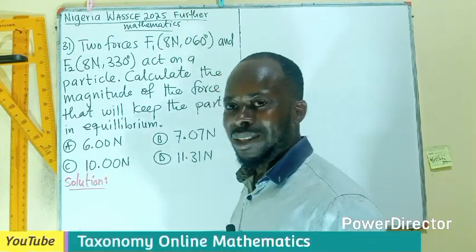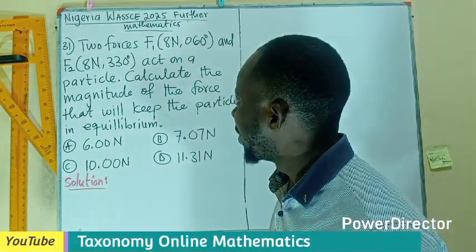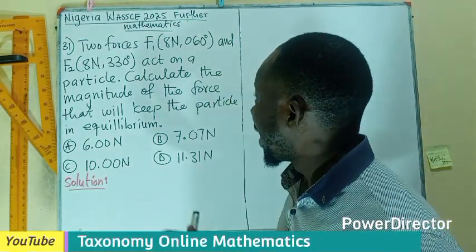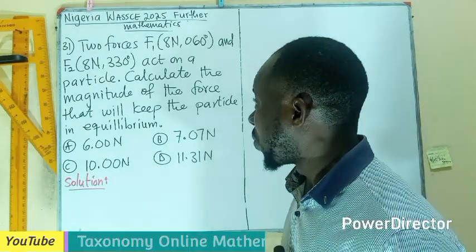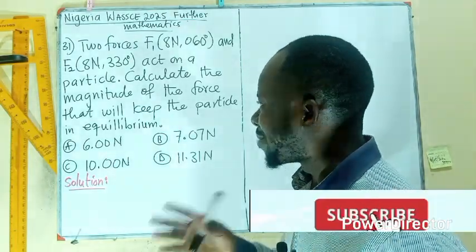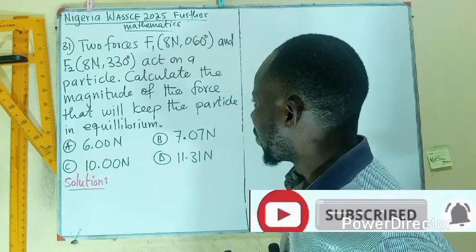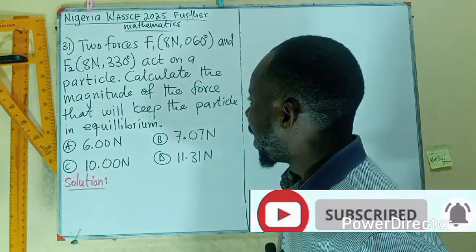Hello, question 31. Let's provide answer to this. Two forces, F1 and F2, act on a particle. We are to calculate the magnitude of the force that will keep the body in equilibrium.